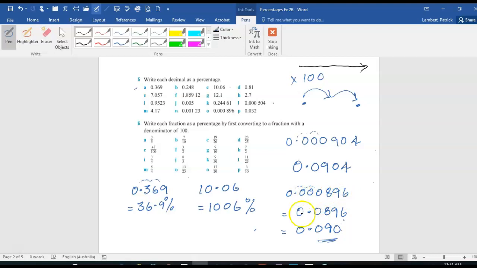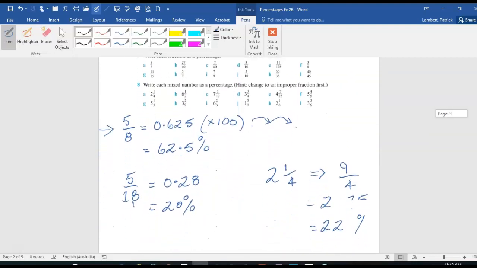In part O, 0.000896 becomes 0.0896, but if I'm taking it to two decimal places, that then becomes, that's 6 is more than 5, so that becomes 0.090.